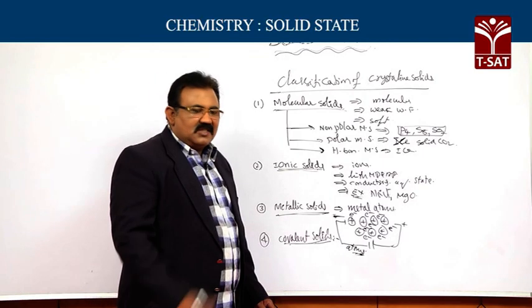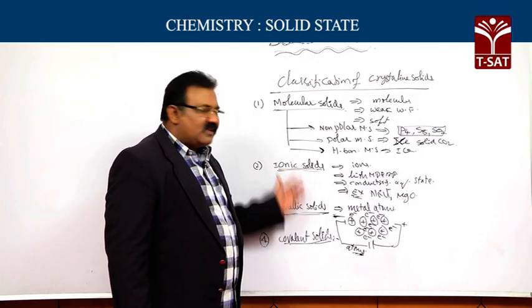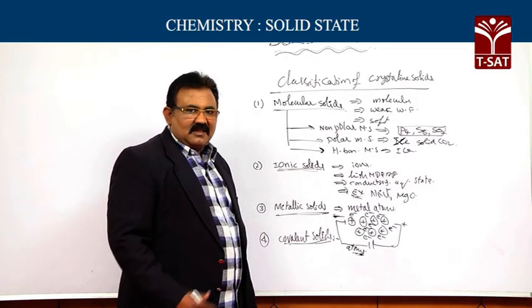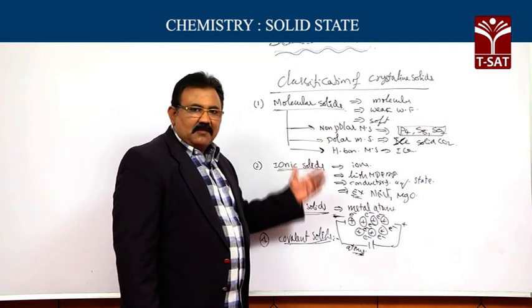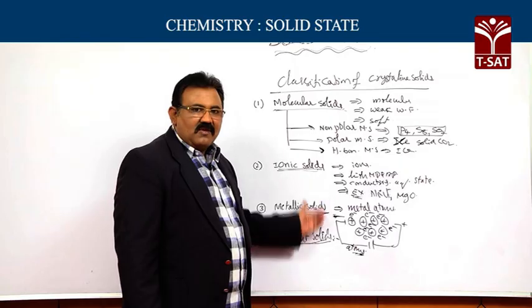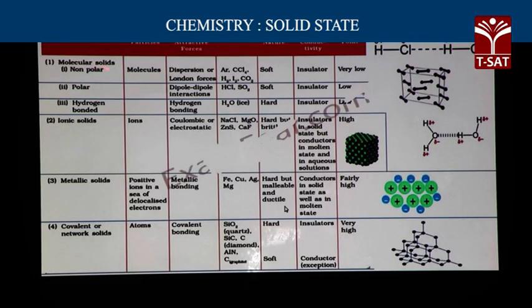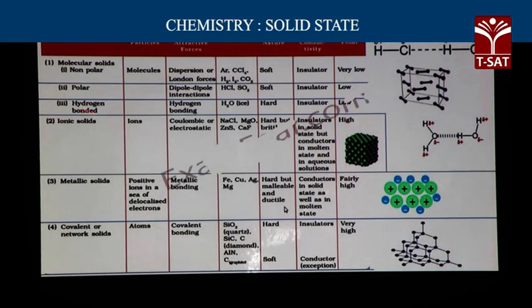So, if you have a look at the 4 types of solids, the next slide will give you a better idea on this covalent solids. If you look at molecular solids, there are 3 types: non-polar, polar and hydrogen bonded.